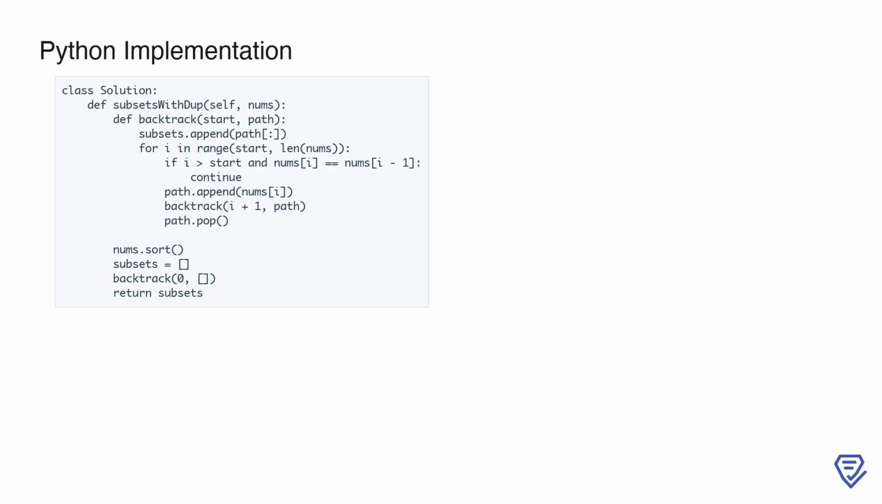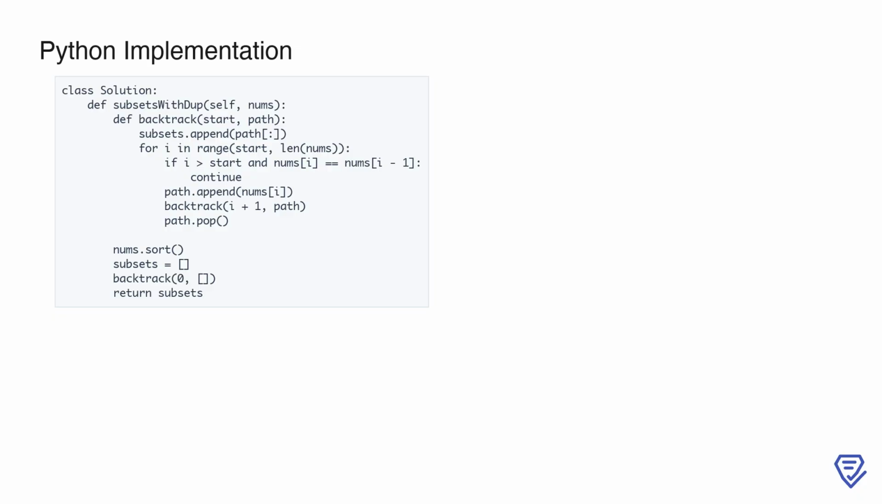2. Backtracking framework. A helper function backtrack is defined to build subsets recursively. It takes 2 arguments. Start, the current index in the array from which to begin exploring subsets. Path, a list representing the current subset being constructed. The subsets list is initialized to store all unique subsets. 3. Adding current subset. Inside backtrack, the current subset, path, is appended to the subsets list. Using path[:] ensures we append a copy of the list, not a reference.